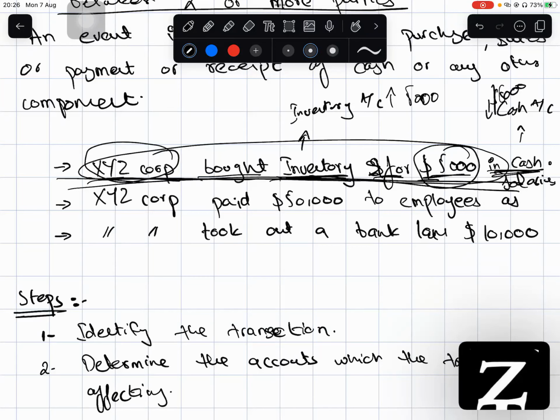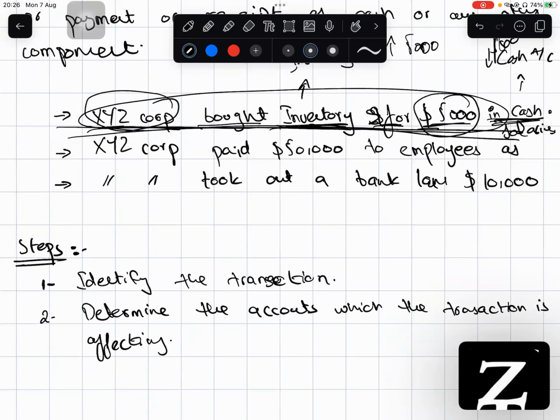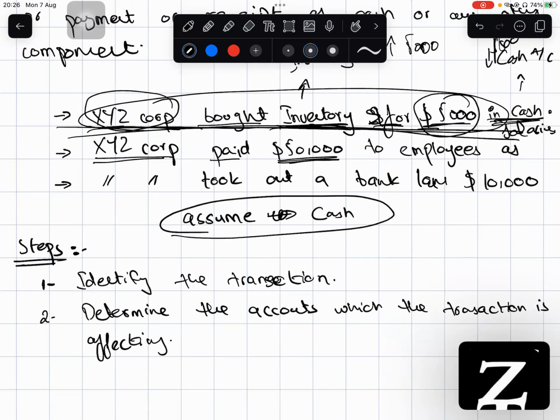So this is basically your second step. You need to understand which accounts are being affected, and then you need to understand which account is going up and which account is going down. So you're done with almost 30% of recording transactions if you've done these two steps. In the second one, they're saying that XYZ Corp paid $50,000 to employees as salaries. So when nothing is written, you will assume it is a direct assumption that you will consider cash, that it is being paid in cash. Sometimes it is not being paid in cash, it is being paid in credit, which we will get to later on. But when nothing is written, then you have to assume that the payment is made in cash.